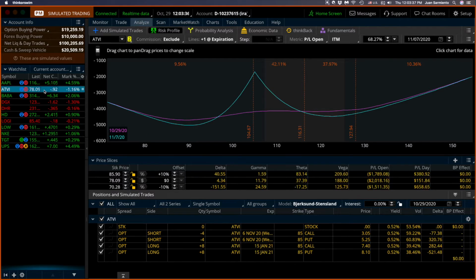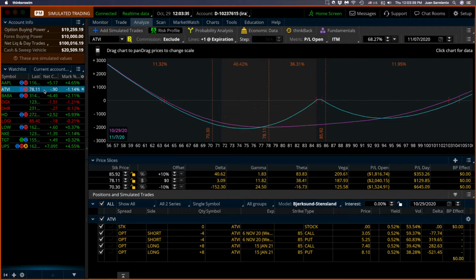Okay. Let's move on to ATVI. In this case, it is a perfect Gini for shorts and for long straddles. Okay. Let's take a look at the chart.